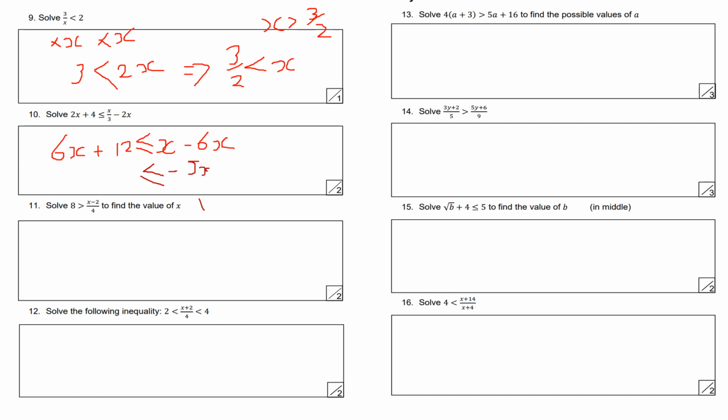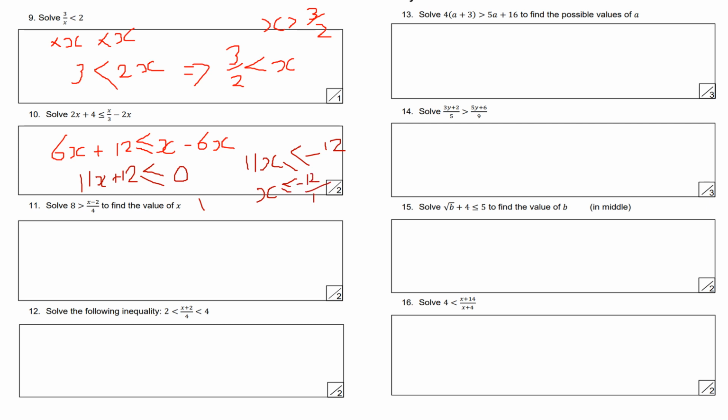Okay, so I'm going to add 5x to both sides to balance it. So I'm going to get 11x plus 12 is less than or equal to 0, because minus 5x plus 5x goes to 0. Rearrange it, so subtract 12 and then divide through by 11. We have x is less than or equal to minus 12 elevenths.